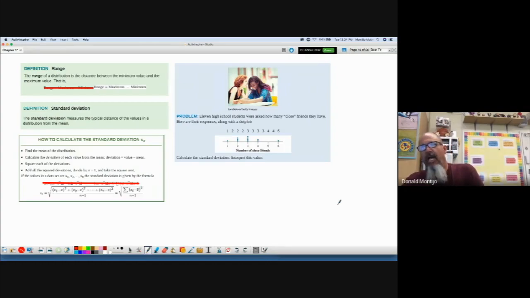Well, how are we going to talk about spread? Okay, so we've talked about the shape. Is it symmetrical or is it skewed? We've talked about the center. Is it the mean or is it the median? Well, let's talk about the spread or the variability.